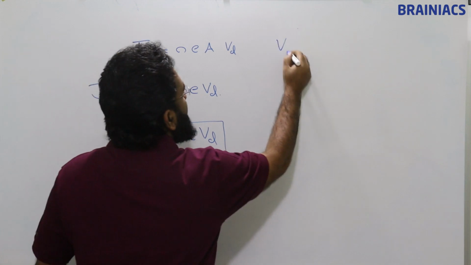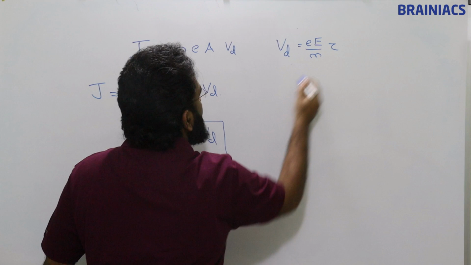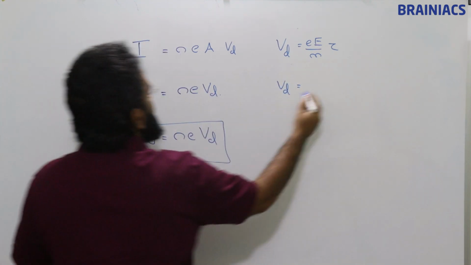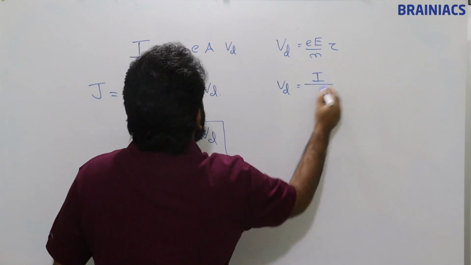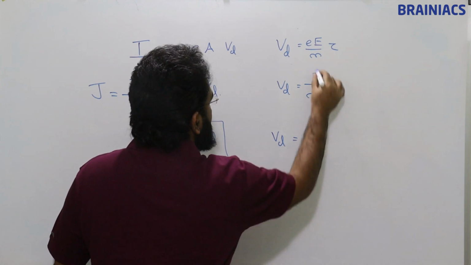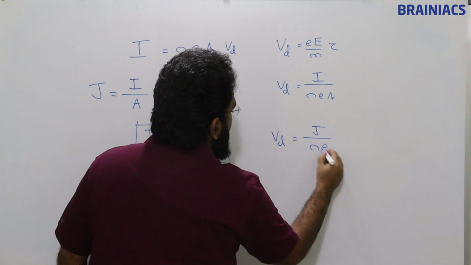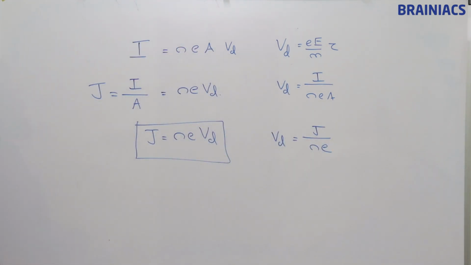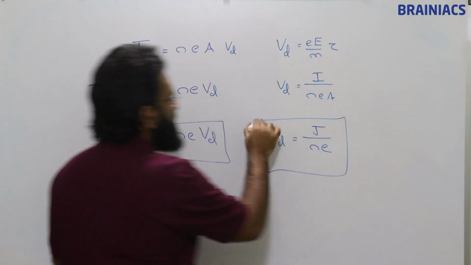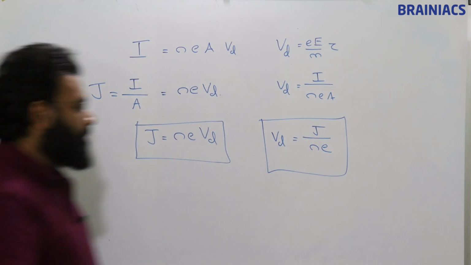So already we know drift velocity is eEτ by m. Then v_d is equal to, from this equation, we can write I by nEA, and another thing is v_d is equal to this I by A, which is current density J, by nE. Okay, so this is the relation between current density and drift velocity. So remember all these relations with proper understanding.